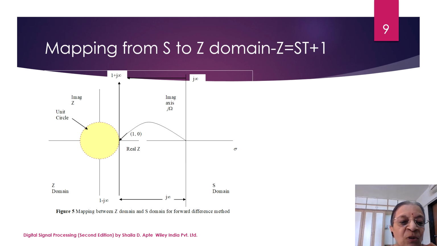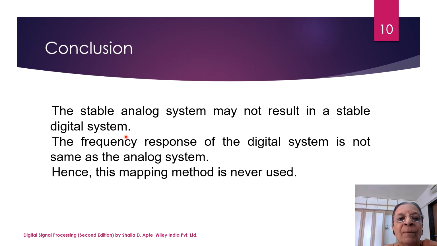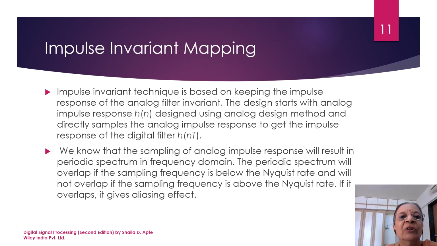So in this case, it is not recommended to use this forward difference method, because the stable analog filter will not map onto the stable digital filter. Right. So stable analog filter may not result in a stable digital filter. Frequency response of the filter is not same as analog filter. So this is of no use. You can say it is never used.